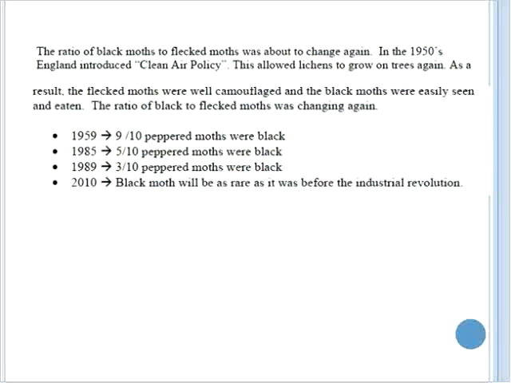The ratio of black moths to flecked moths was about to change again. In the 1950s, Britain adopted a clean air policy, which allowed lichens to start regrowing on the trees. As a result, the flecked moths were well camouflaged. The black moths were now easily seen and eaten. The ratio of black to fleck was changing again.